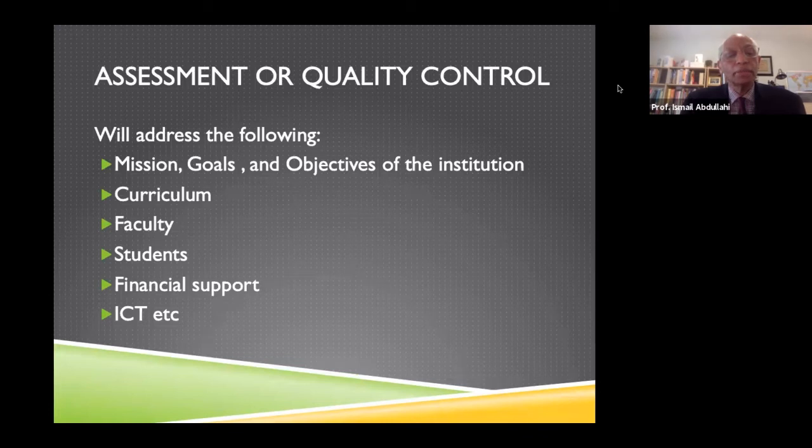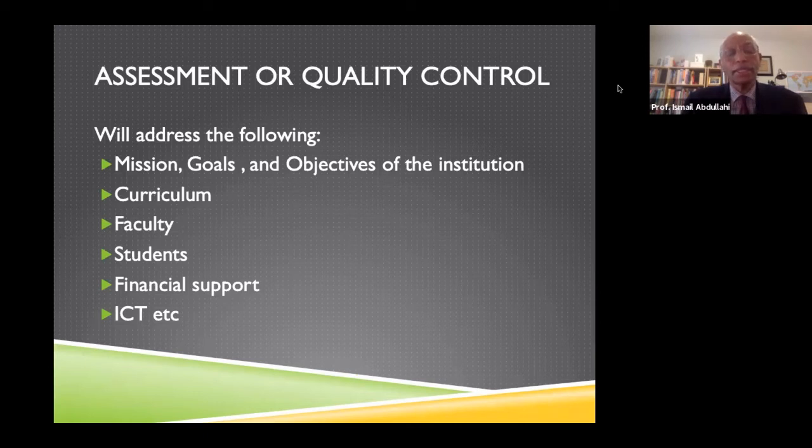And then last but not least, these are just examples I have laid down, is the ICT, information communication technologies, which we use today to manage libraries, to provide services, to access. Technology is playing a big role in our profession. How do they educate students in using technology, for example, in providing services, and so on and so forth?